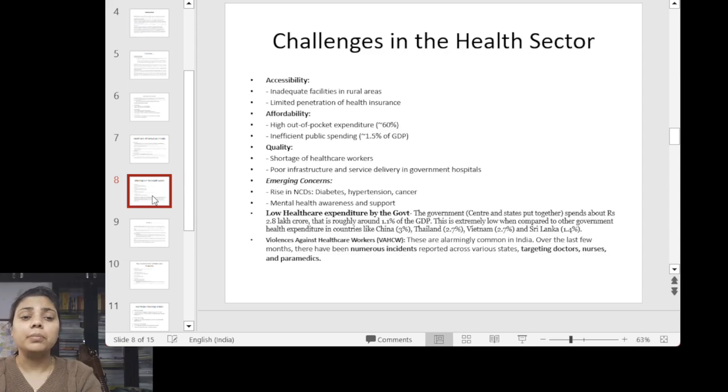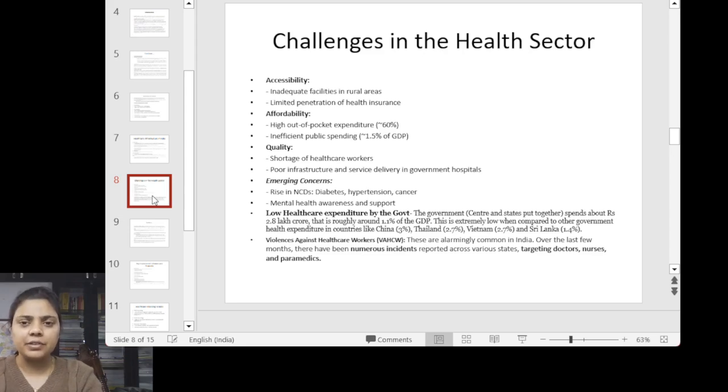Limited penetration of health insurance is one of the biggest points which we have to focus on, and I think the government is also focusing on that. That is the reason the government is running certain schemes like the Ayushman health insurance scheme, in which people are given health insurance.